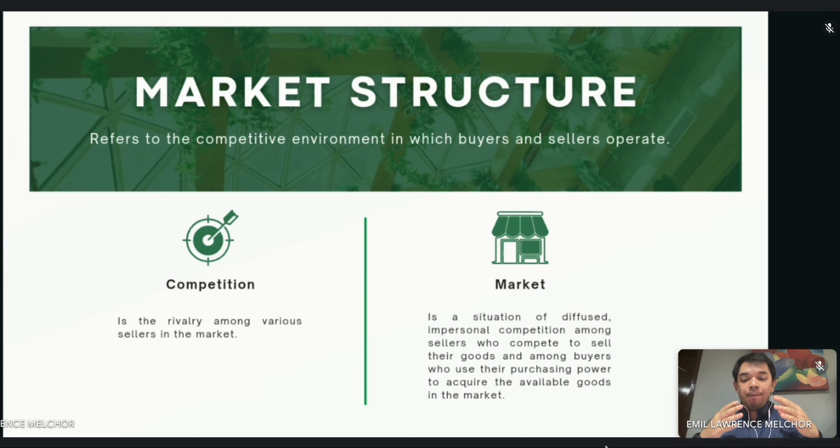So here, sellers aim to have higher sales. They pool the market force to determine which competitors have the highest valuable market share. On the other hand, buyers use their purchasing power, which is their income, in order to buy goods in the market.